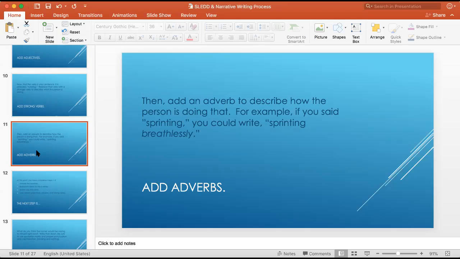The meat of this lesson, of course, is in adding just details in general. So if any given category is a roadblock, don't worry about that roadblock. Keep going for now to expose them to the entire process. And then we'll go back bit by bit and refine as the year goes on, especially in that small group teacher instruction if you have an opportunity for that in your class. So anyway, back to adverbs. Add an adverb to describe how the person is doing whatever that verb is. For example, if you said sprinting, you could write sprinting breathlessly. So I'm going to take a moment to pause once again for you to go back and add an adverb with your verb.